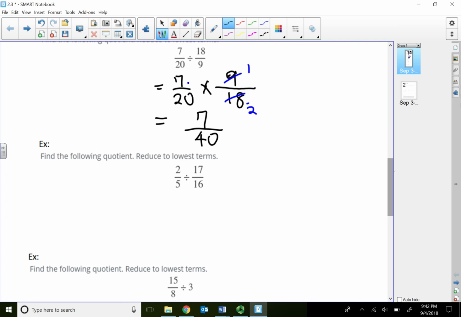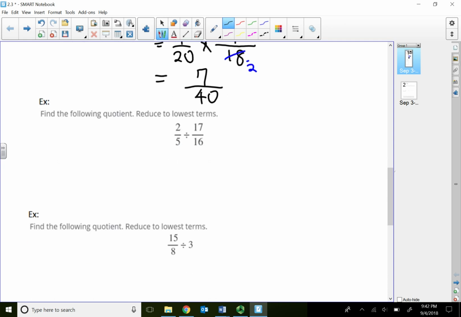Now if I take a fraction divided by 2 more fractions, then both those fractions will turn into times the reciprocal. Only the first fraction stays the same. So this 2 over 5 stays the same. Divided by 17 over 16 means times the reciprocal, that's 16 over 17. Do not reduce before you write them as multiplication by the reciprocal.